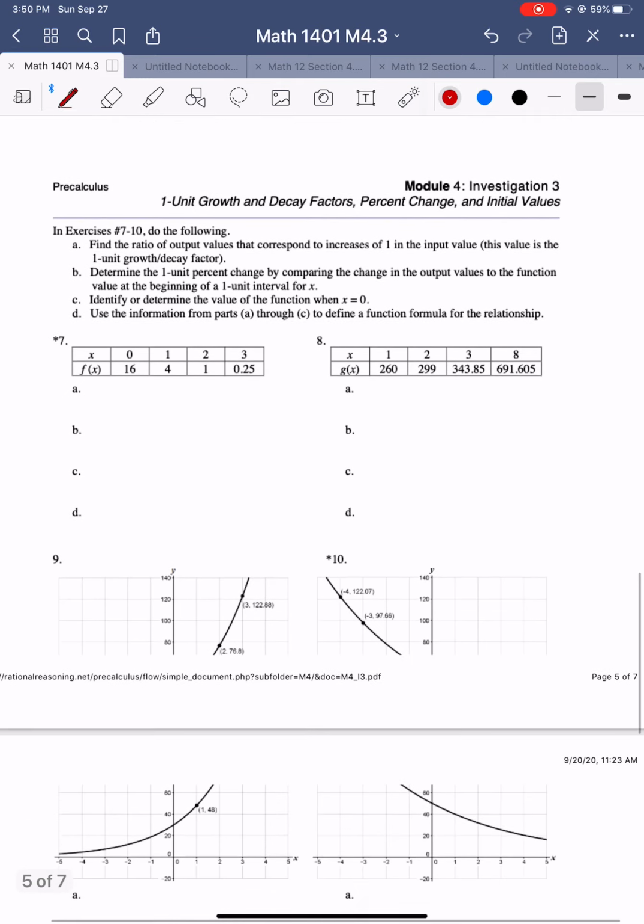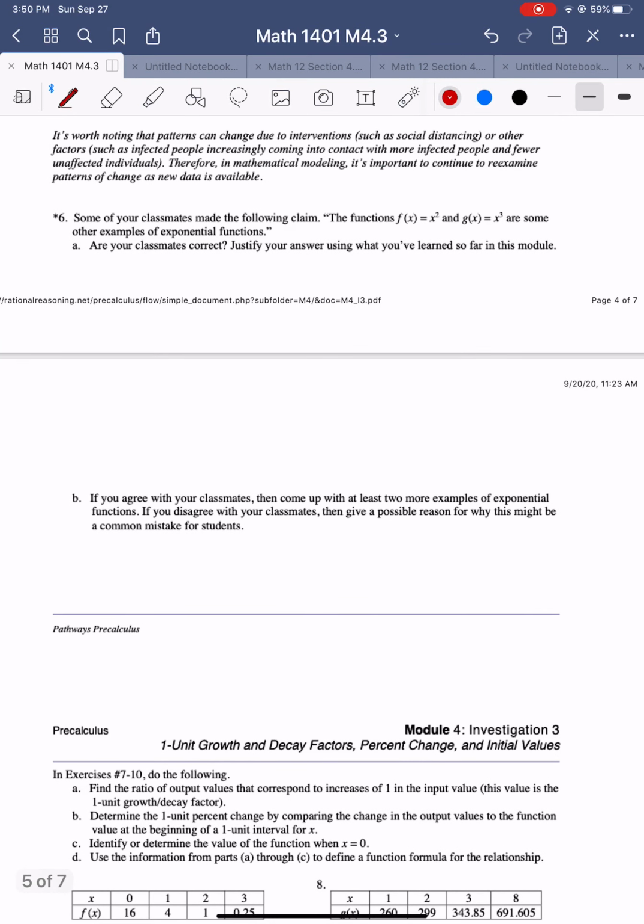In number 6, some of your classmates made the following claim: that the functions f(x) = x squared and g(x) = x cubed are other examples of exponential functions. The difference is that an exponential function looks like this. This is the form of the exponential. For g(x), you should get 3 to the x power. When you see the variable in the exponent, that function is called an exponential function.